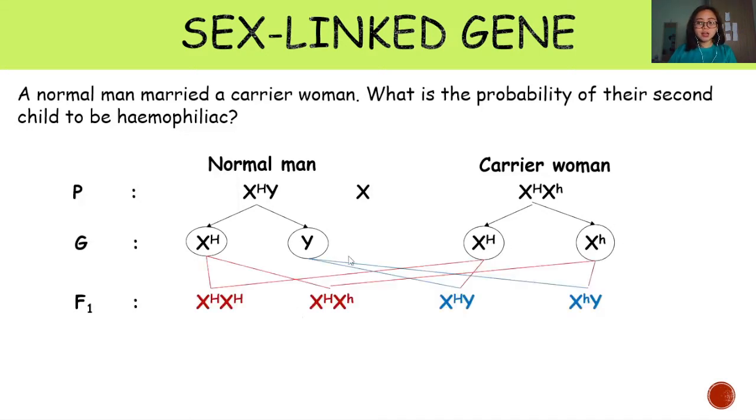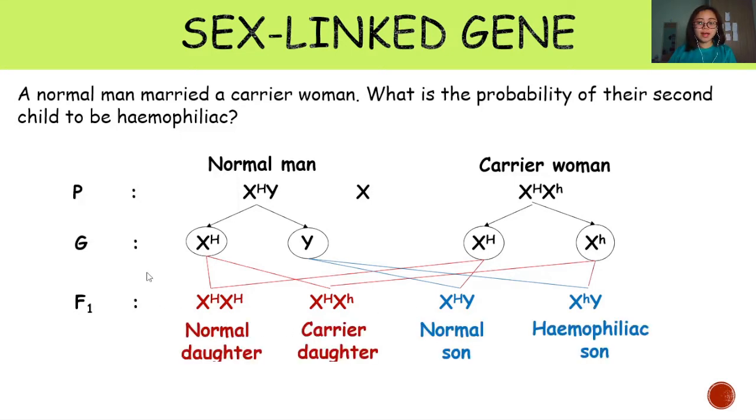Kita akan cross, silang, and we will have XH XH, XH Xh, XH Y, Xh Y. And then you write down the phenotype. Lepas kamu tulis genotype, kamu tulis phenotype. Ini adalah normal daughter, ini adalah carrier daughter. Ini adalah normal son, ini adalah hemophiliac son. Kita tengok balik soalan. Soalan tanya, what is the probability of their second child to be hemophiliac? Apakah kemungkinan anak kedua mereka adalah hemophiliac, menghidap penyakit hemophiliac?